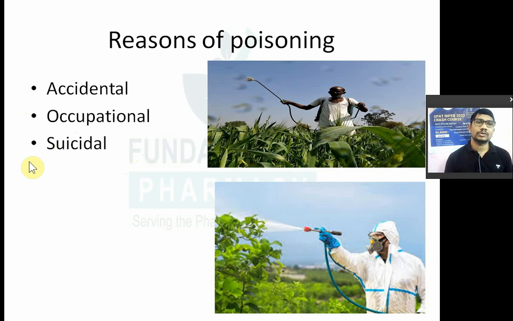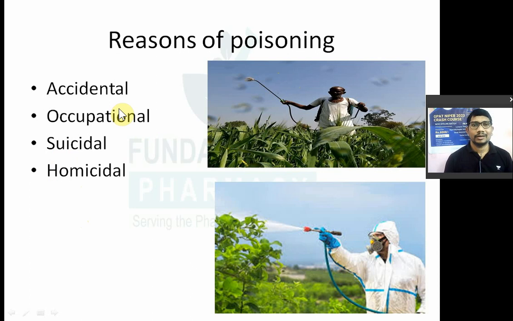So that is a suicidal poisoning. So accidental poisoning, occupational poisoning, suicidal poisoning. The reason for poisoning can also be homicidal. Homicidal means intent to kill, intent to murder. So if anybody wants to murder you and gives you poison forcefully, that kind of poisoning is known as a homicidal poisoning.